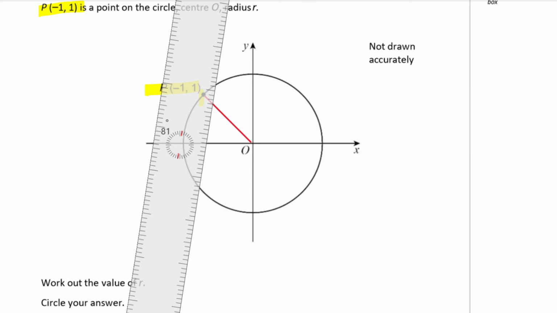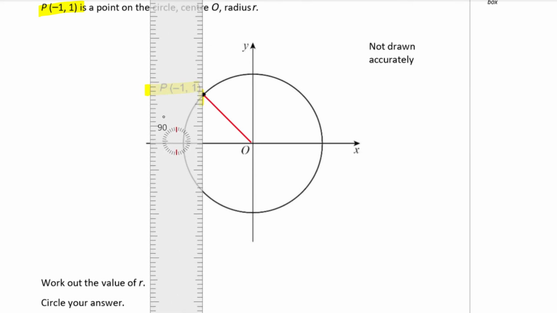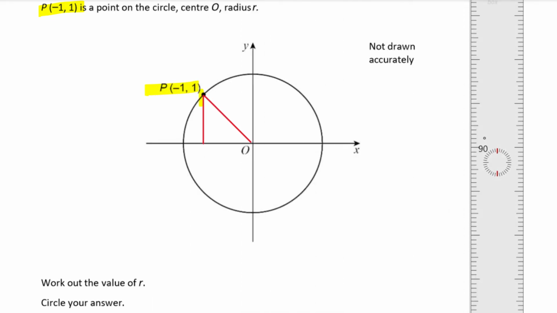I'm also going to draw another line, dropping a vertical line down from P, so that it meets my axes at a right angle. This is going to have a height of 1 and a baseline of 1. So we could use Pythagoras' theorem to work out the length of r. r squared is going to be 1 squared plus 1 squared, isn't it? In other words, r squared is 2, making r equal to root 2. Okay, r equals root 2.